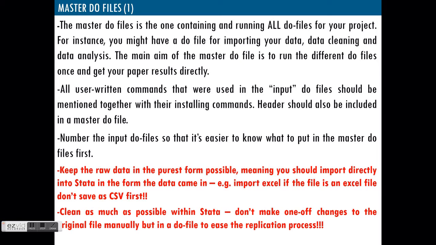The main aim of the master do file is to run the different do files at once and get your paper results directly. It's true, we're also going to look at dynamic documents, where you can have not only the results but the whole paper, but the master do file already gives you all the different tables, so you don't need to run the different do files separately. You have a big do file, the master do file, running the different do files.